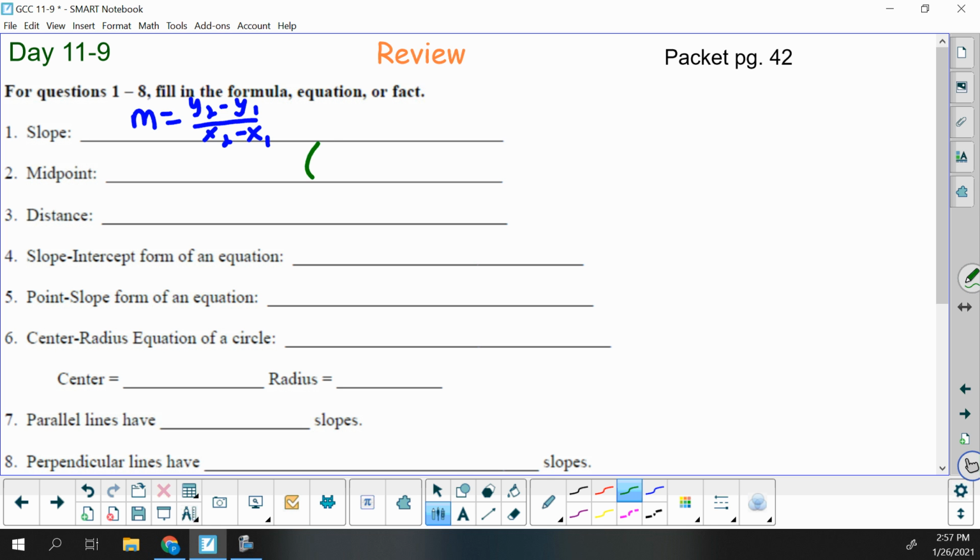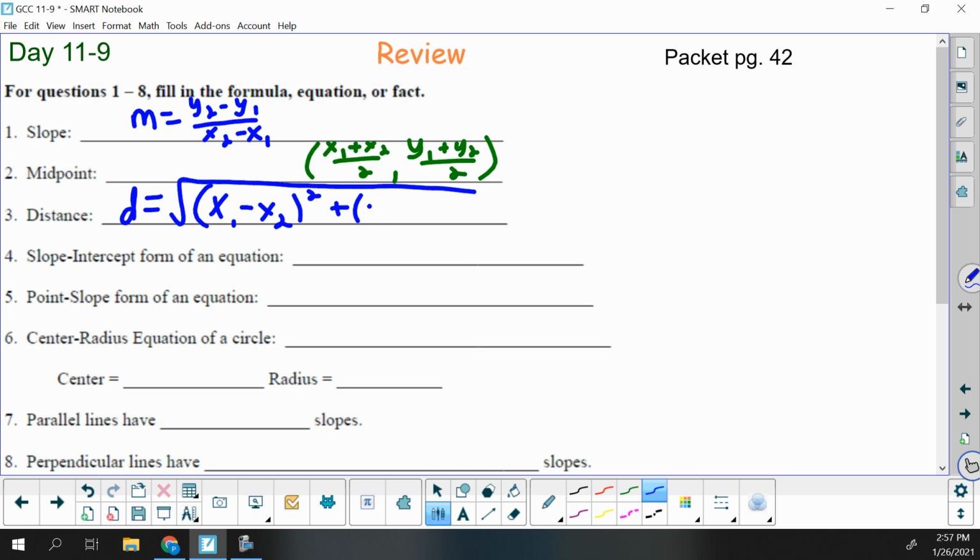Our midpoint formula, we're averaging the x's and averaging the y's. So we have x1 plus x2 over 2, comma y1 plus y2 over 2. Distance. We've got d equals the square root of x1 minus x2 all squared plus y1 minus y2 all squared. Keep in mind, you've just got to be consistent with the subtraction ones. Whatever x you pick, the y that went with it should come first.